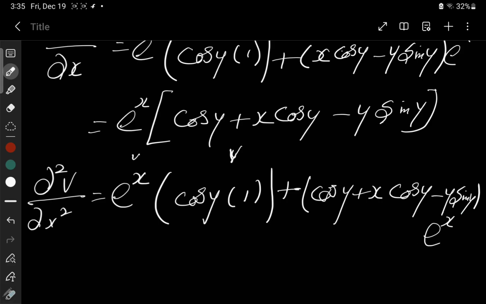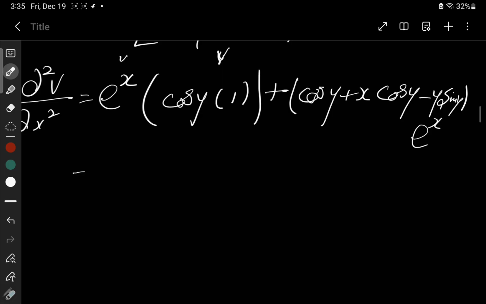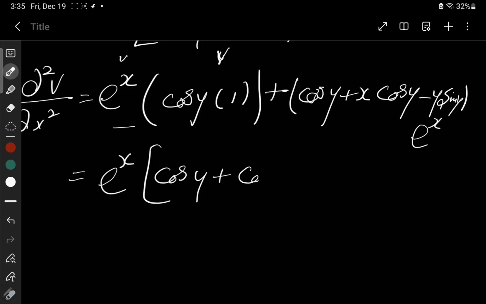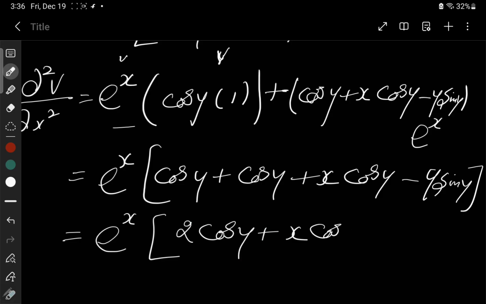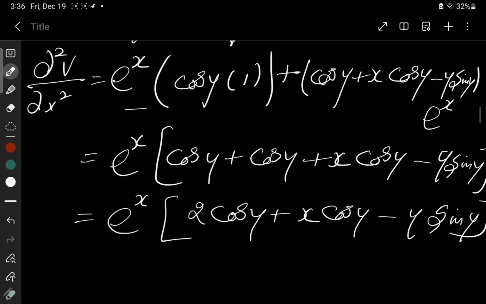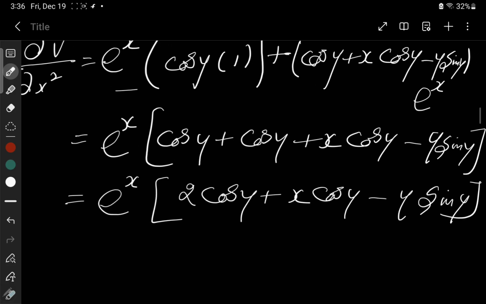Differentiate e power x, so you will get e power x. So now it becomes two terms. Take e power x common and collect the bracket terms: cos y plus x cos y minus y sin y. E power x, cos y plus cos y, 2 cos y plus x cos y minus y sin y. This is your dou squared v by dou x squared.